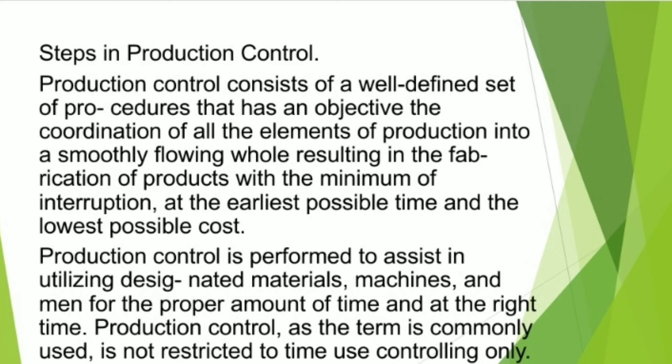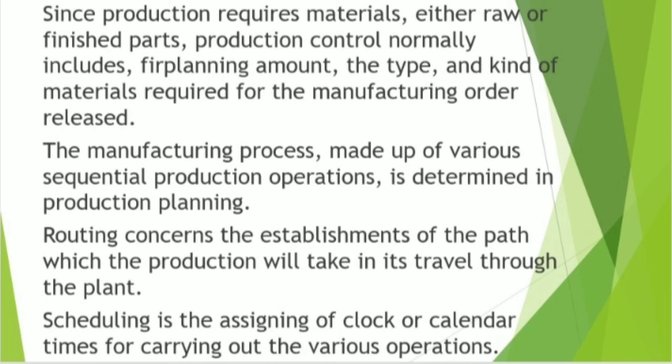Production control is performed to assist in utilizing designated materials, machines, and men for the proper amount of time at the right time. Production control, as the term is commonly used, is not restricted to controlling time use only. Since production requires materials, either raw or finished parts, production control normally includes planning the amount, the type, and kind of materials required for the manufacturing order release.